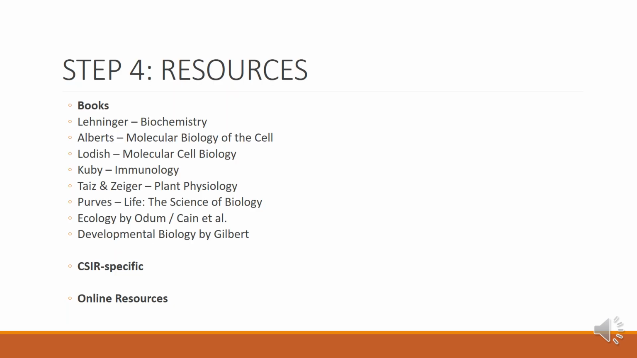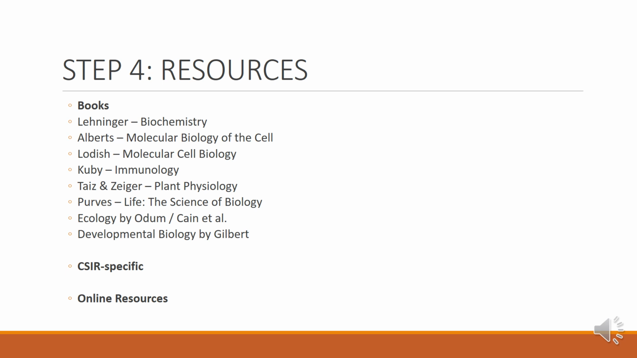Now, let's see some resources. We have some recommendations on books and online resources. For theory, use Lehninger for biochemistry, Alberts or Lodish for cell and molecular biology, Kuby for immunology, and Taiz and Zeiger for plant physiology. Then refer to Odum and Gilbert for other topics. For CSIR preparation, Pathfinder is a good choice, and make sure to solve unit-wise previous year question papers available online.